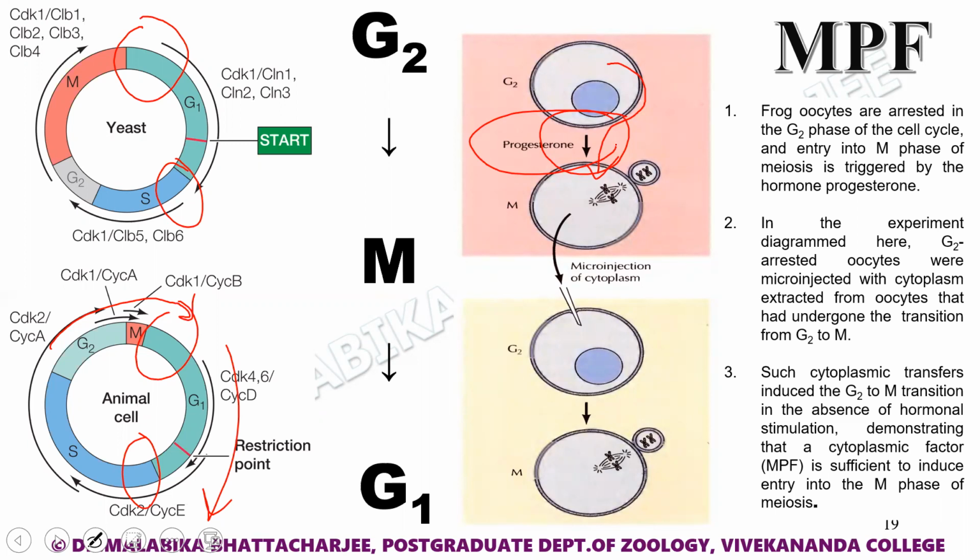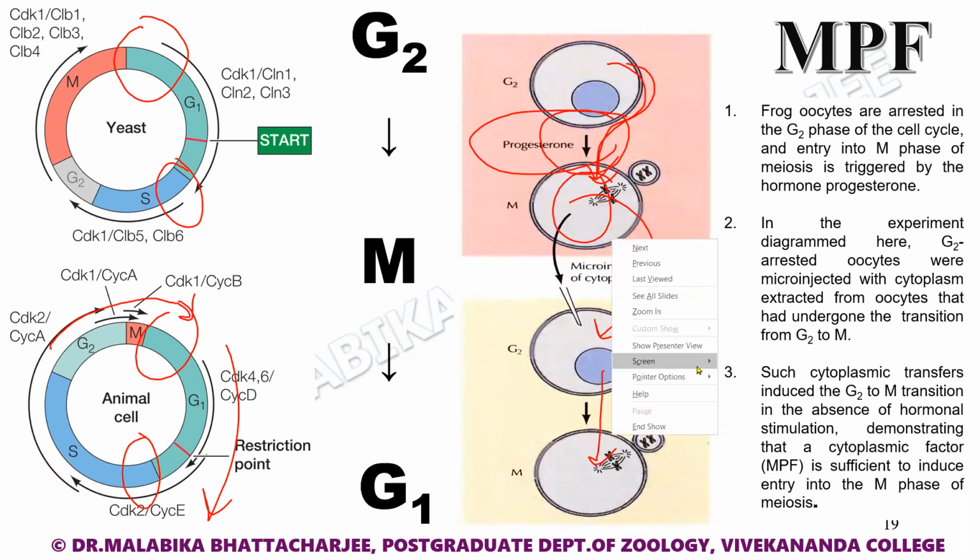To study that, what they did was take a frog oocyte which has entered meiosis as a result of induction via progesterone, and the cytoplasm of that oocyte was taken. This cytoplasm was then injected into the cytoplasm of another oocyte which was similarly arrested at the G2 stage of the cell cycle. When the cytoplasm of the cell that had entered meiosis was injected into the oocyte arrested at G2, it was observed that such cytoplasmic transfer induced the G2 to M transition in absence of hormonal stimulation.